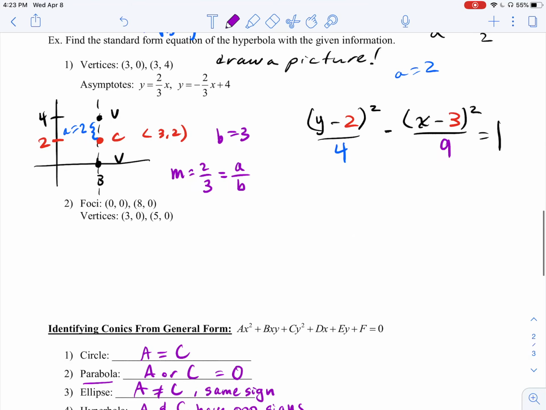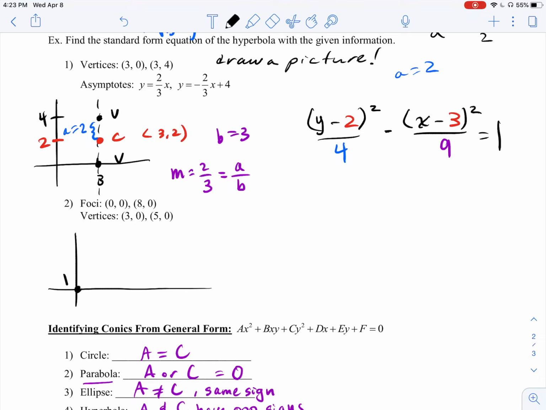Okay, so now I suggest that you pause the video, try the second problem on your own, see if you can give that a go. So let's do the second problem. So we've got me drawing a picture here, and I'm just going to go ahead and plot those points.